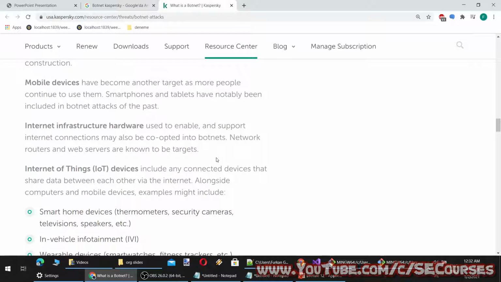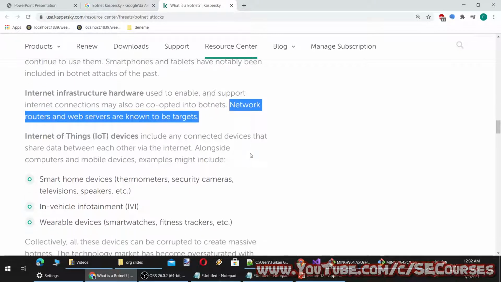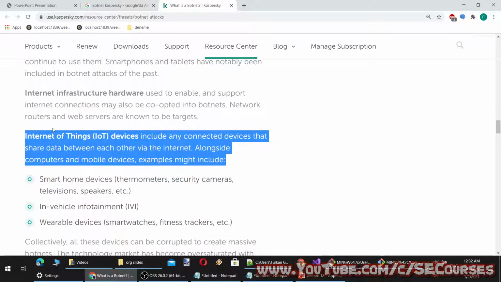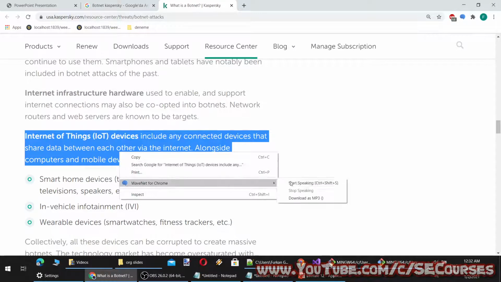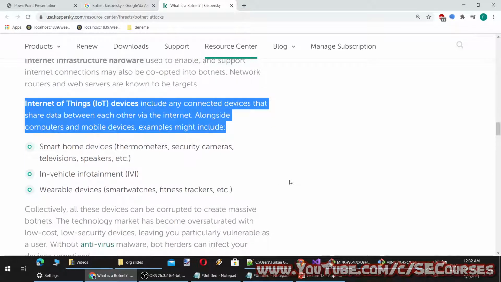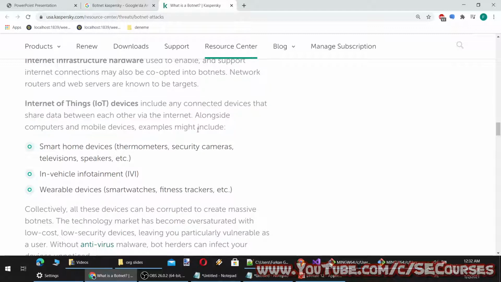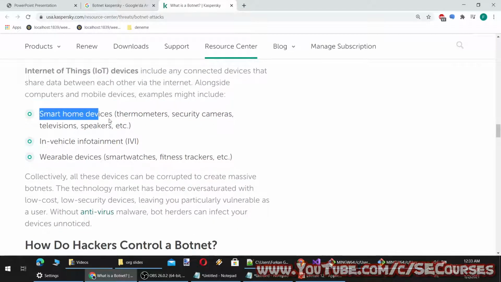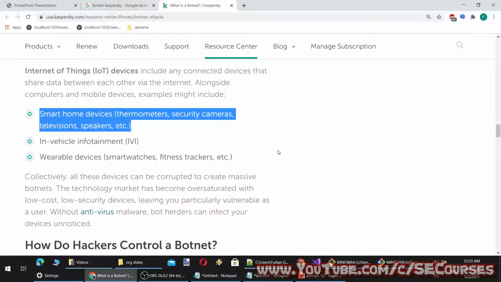Internet infrastructure hardware used to enable and support internet connections may also be co-opted into botnets. Network routers and web servers are known to be targets. Okay, now we come to the main source of botnets in today's world. Internet of Things (IoT) devices include any connected devices that share data between each other via the internet. Alongside computers and mobile devices, examples might include smart home devices, thermometers, security cameras, televisions, speakers, etc. Okay, so this is really important to check them out.